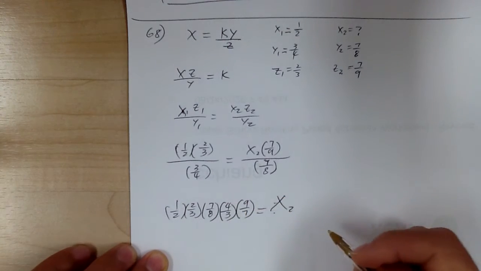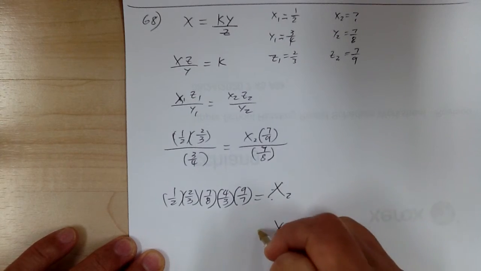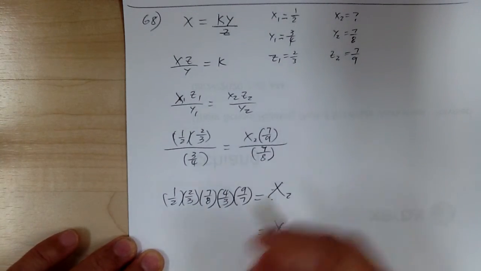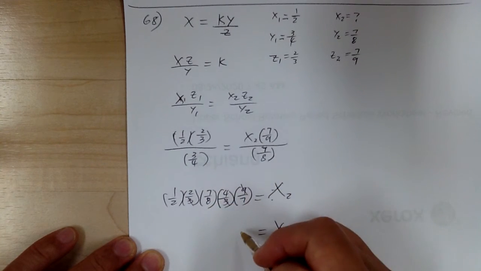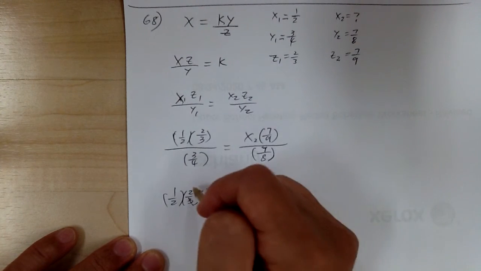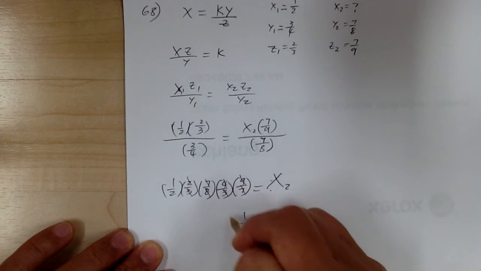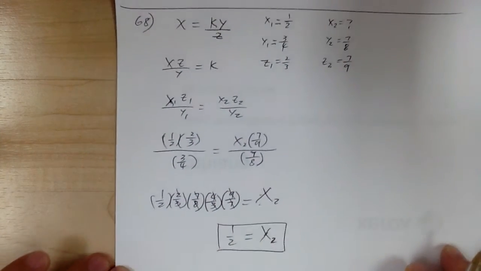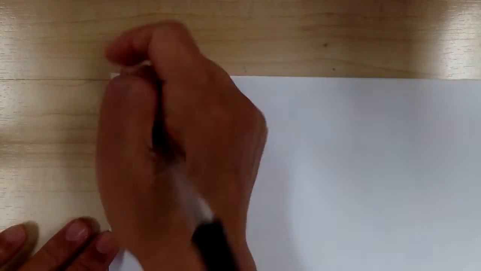Okay. So once you do all the moving around, you can simplify. So 3 and 3 cancel with 9, 7 cancels with 7, 2 and 4 cancel with 8, and so you're going to get 1 over 2. Okay, let's go to 69.